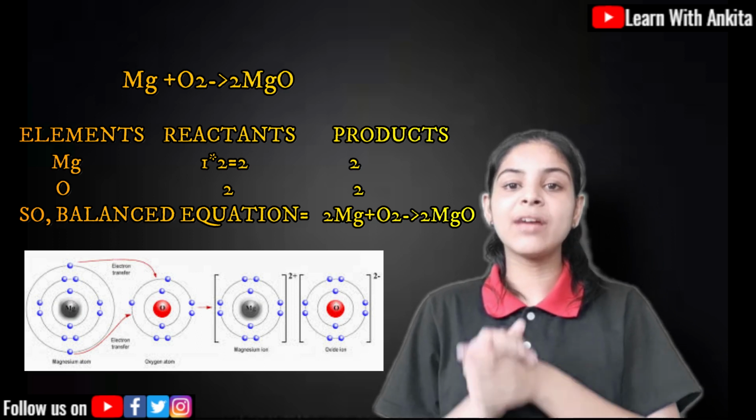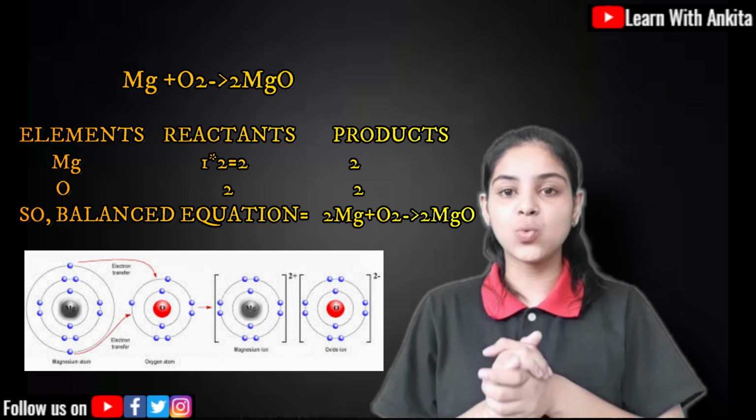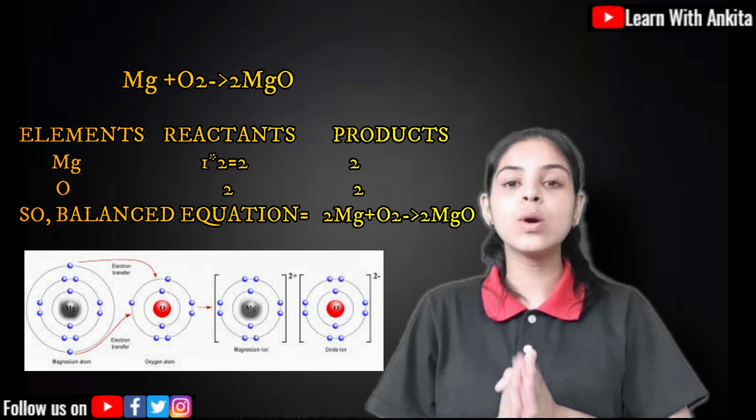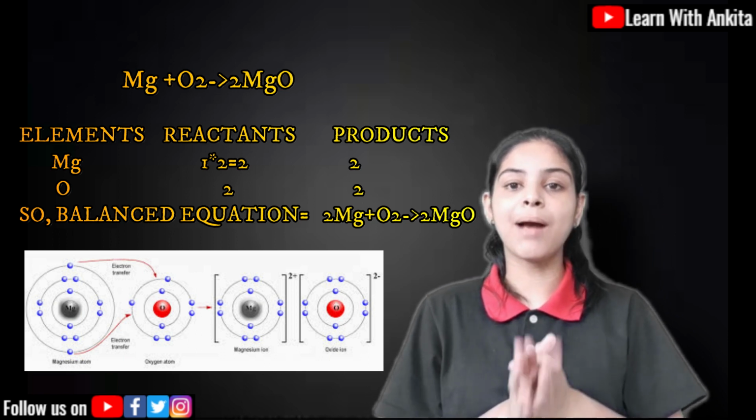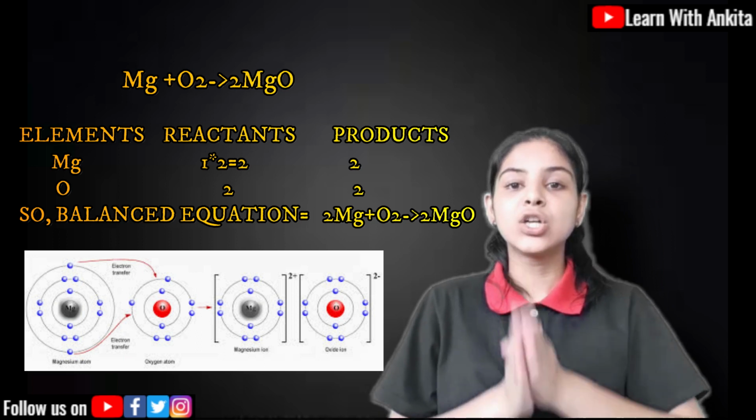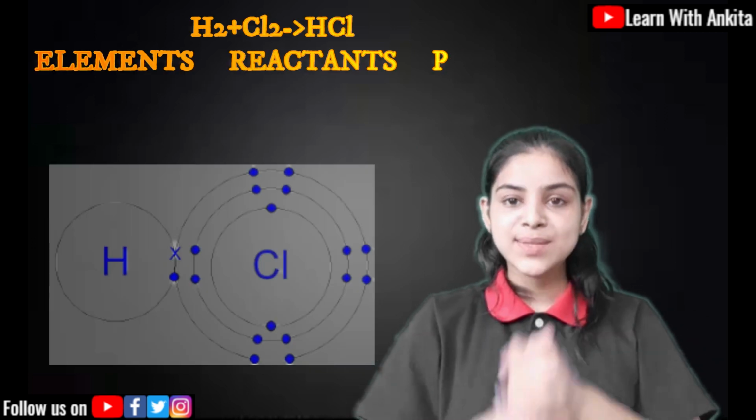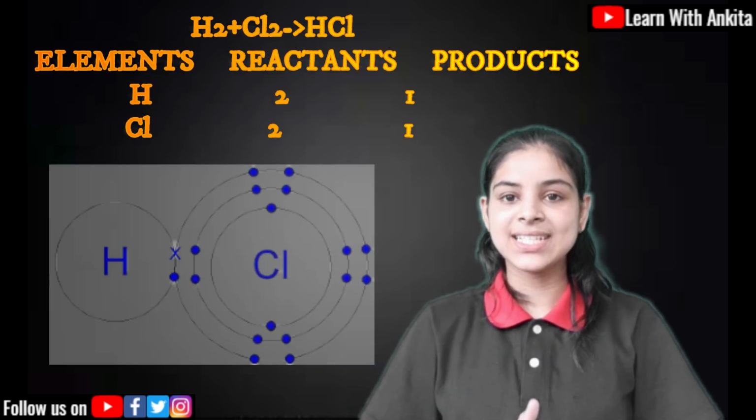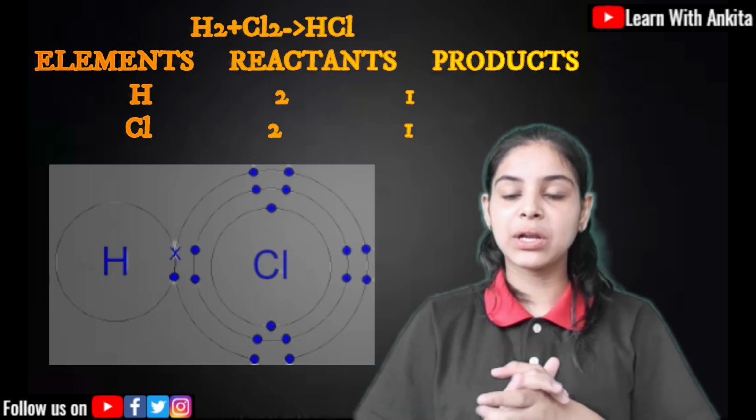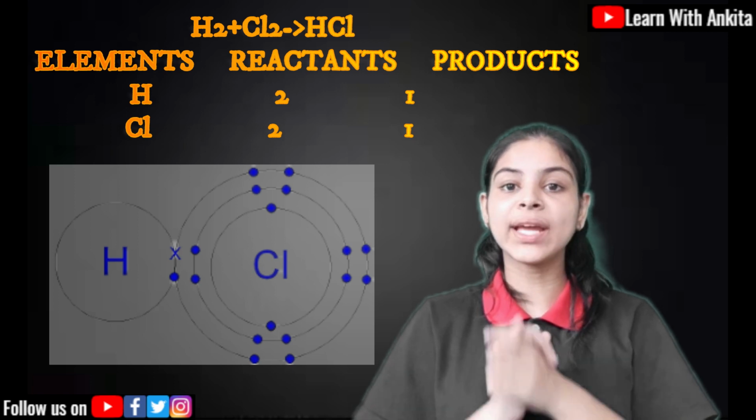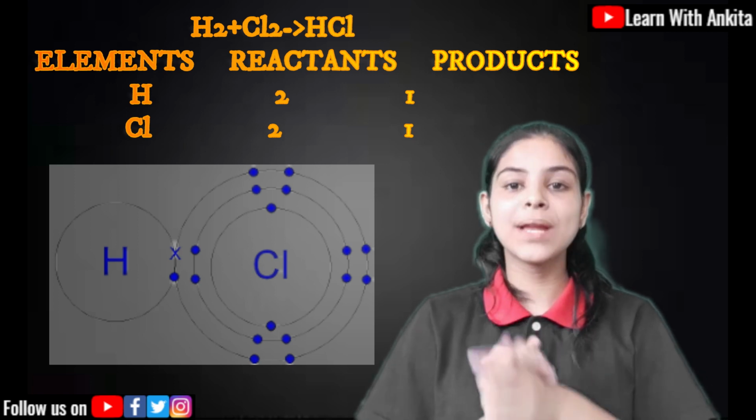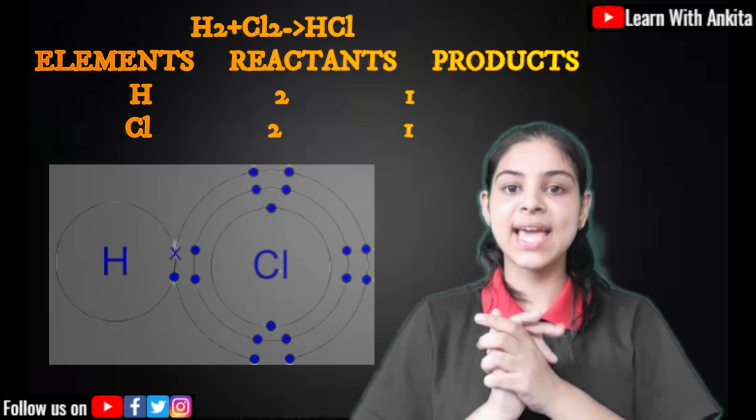With whom will we multiply? With magnesium. So 1 into 2, it will be 2. So 2Mg, which you can see, is the balanced chemical equation on the screen: 2Mg plus O2 is giving us 2MgO. Let's move on to the third example, hydrogen plus chlorine forming hydrochloric acid. So H2 plus Cl2 is giving us HCl.